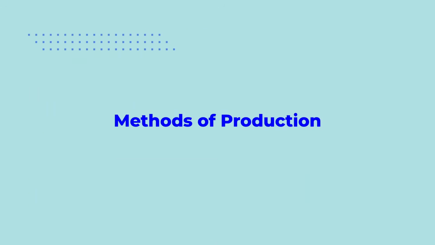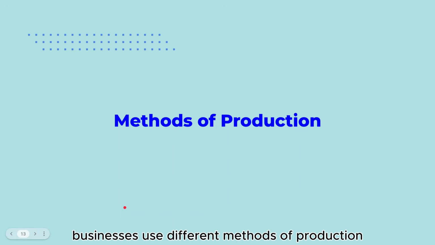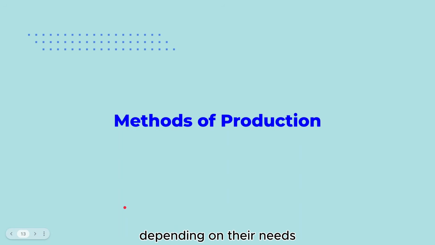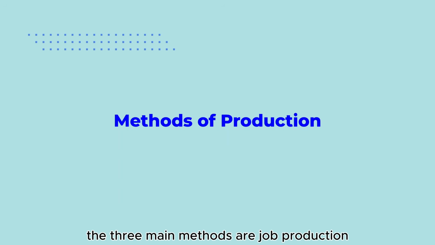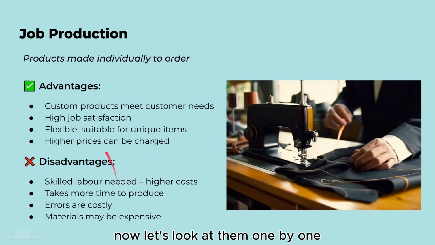Next, methods of production. Businesses use different methods of production depending on their needs. The three main methods are job production, batch production, and flow production. Now let's look at them one by one. The first one, job production.